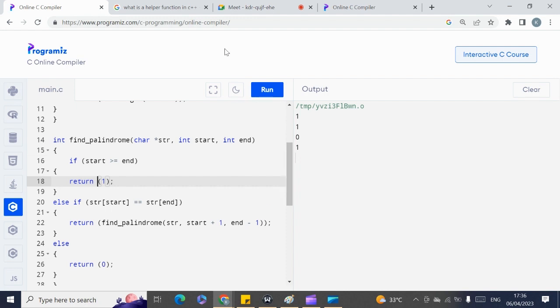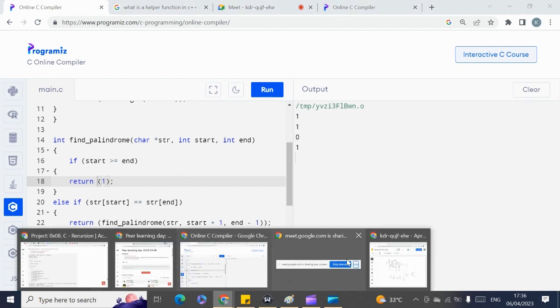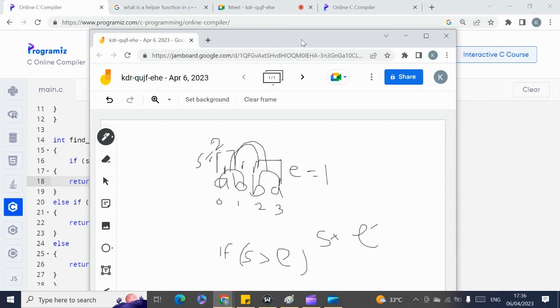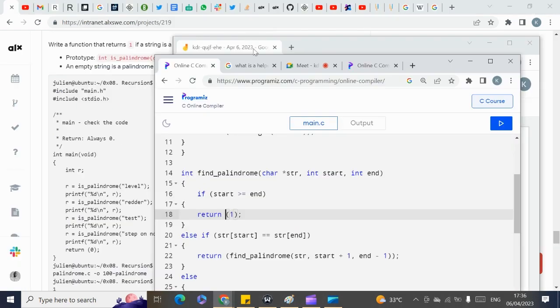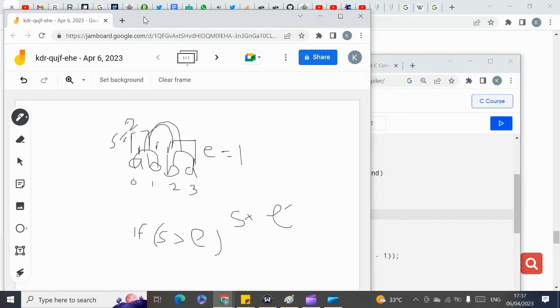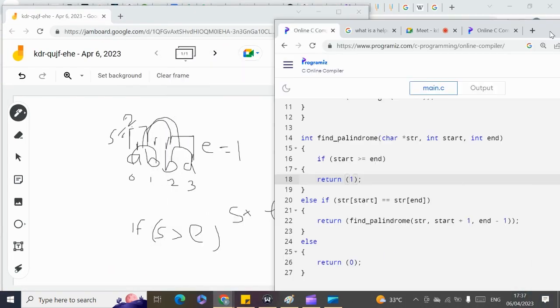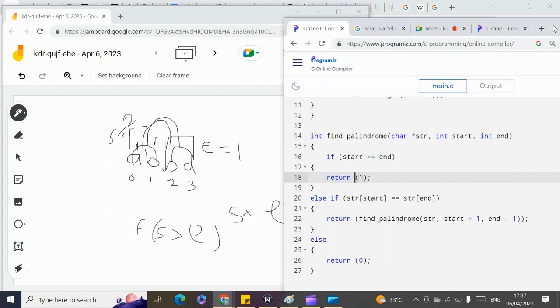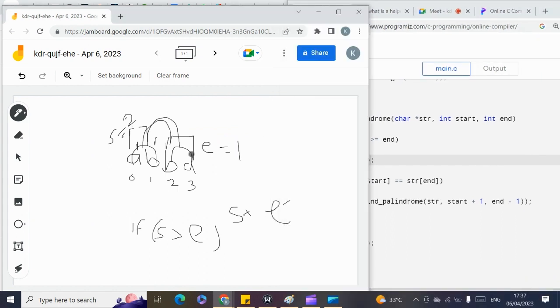Can you put it side by side? Okay. Roger? Okay.